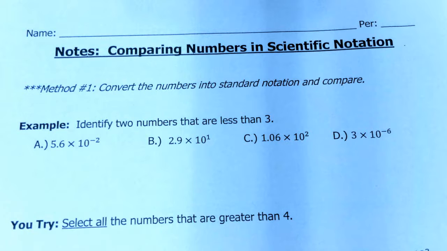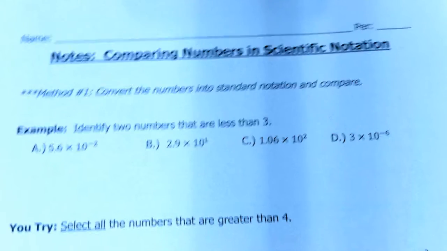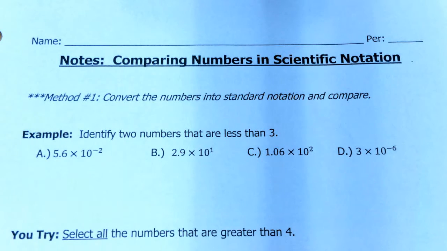Going to do the notes for comparing numbers in scientific notation. So we've already done scientific notation, and we've already done comparing and ordering decimals and numbers. So we're just kind of combining two things today. We're combining, comparing, and ordering. So there are two different ways to do this.